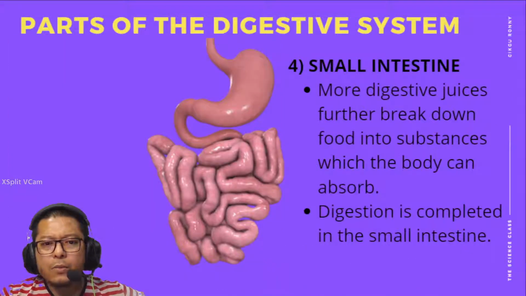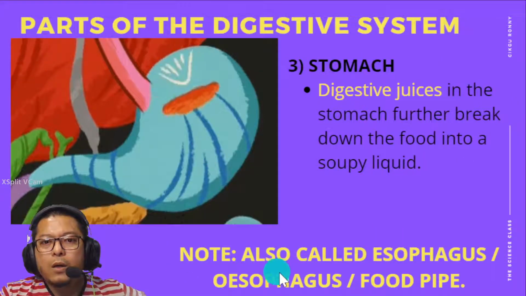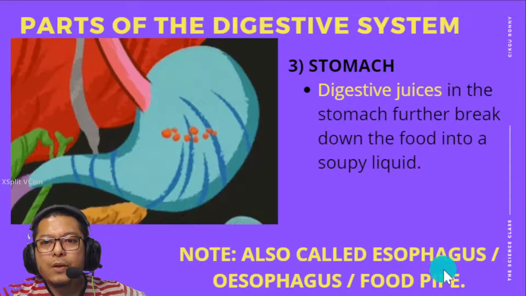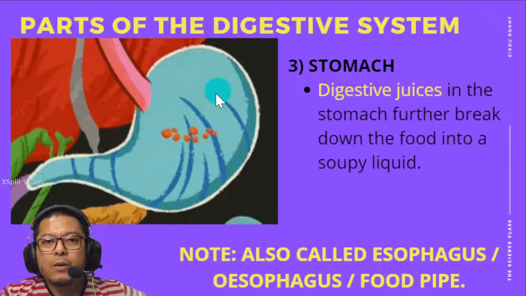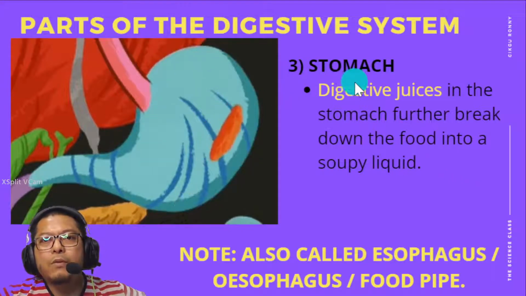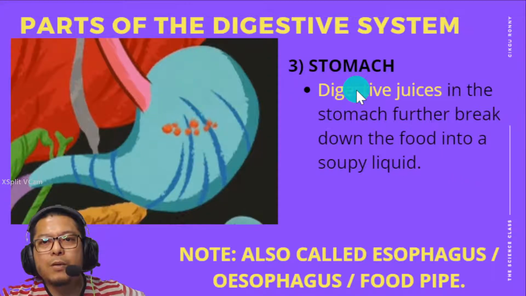Just as a note, the gullet is also called the esophagus or food pipe. Okay, now the third part of the digestive system is the stomach.